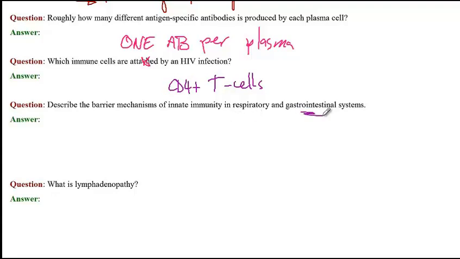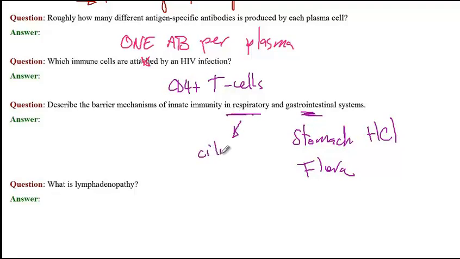GI tract, on the other hand, basically this system eliminates most of the ingested pathogens by the stomach acid. So the stomach hydrochloric acid will kill most of the pathogens. But then we also have a lot of benign bacterial flora in the intestinal tract that will prevent growth of the opportunistic bacteria. So the flora in the intestine. And for respiratory system, we had cilia and mucus.